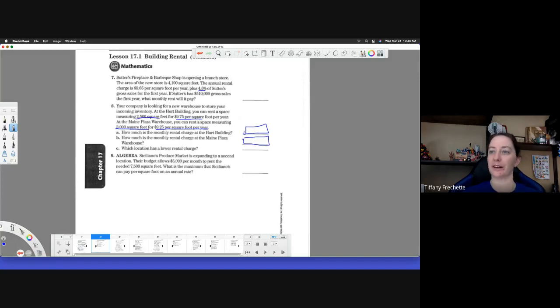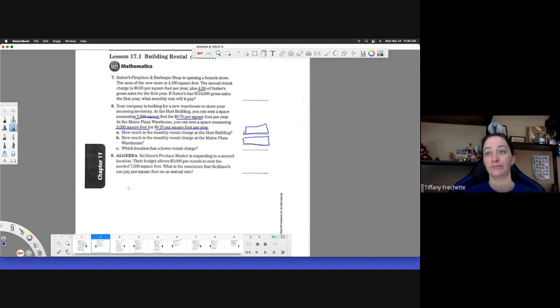Siciliano's produce market is expanding to a second location. Their budget allows $5,000 per month to rent the needed 7,500 square foot, not dollar. What is the maximum that Siciliano's can pay per square foot on an annual rate?